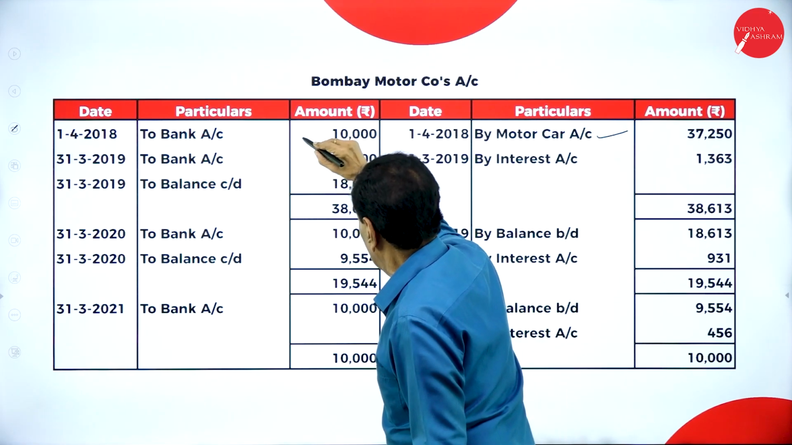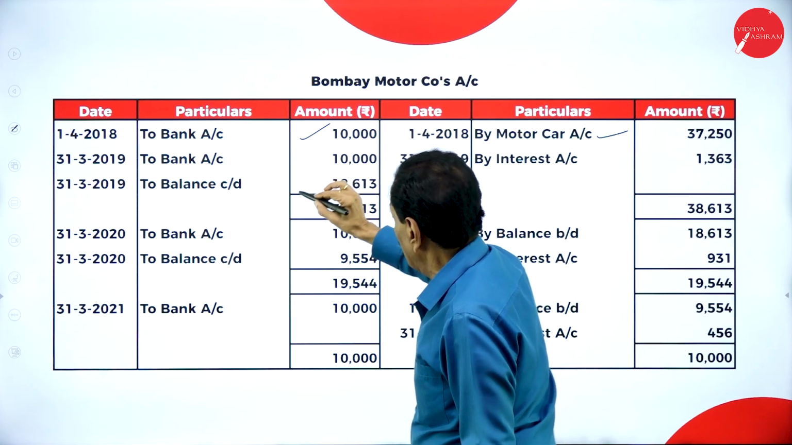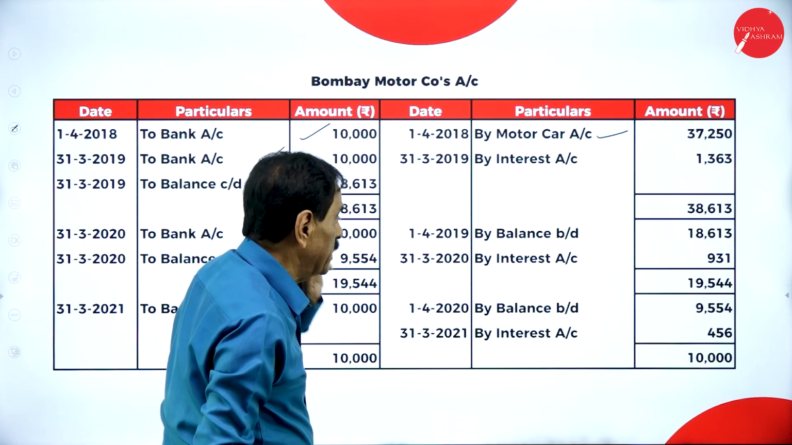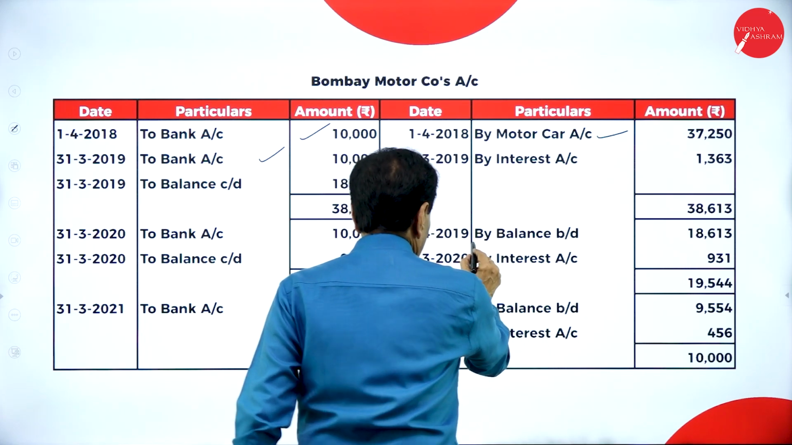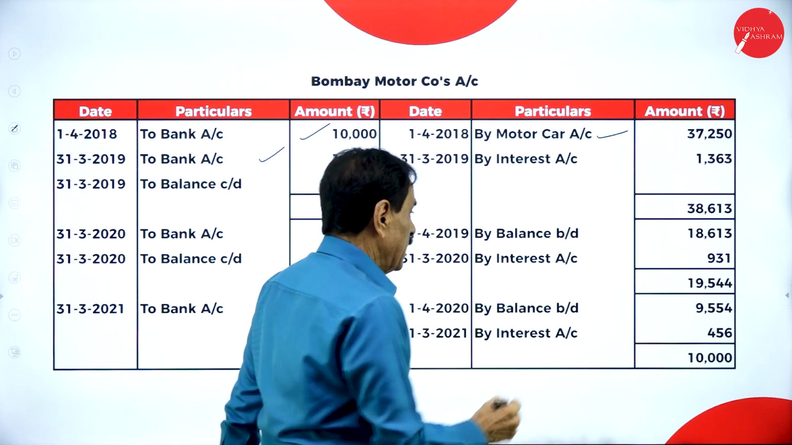Then hire seller account debit to bank account. Interest account debit to hire seller account. Hire seller account debit to bank account. Carried down is 18,613. Brought down, by balance brought down. Here 18,603. At the end, their interest is 931.